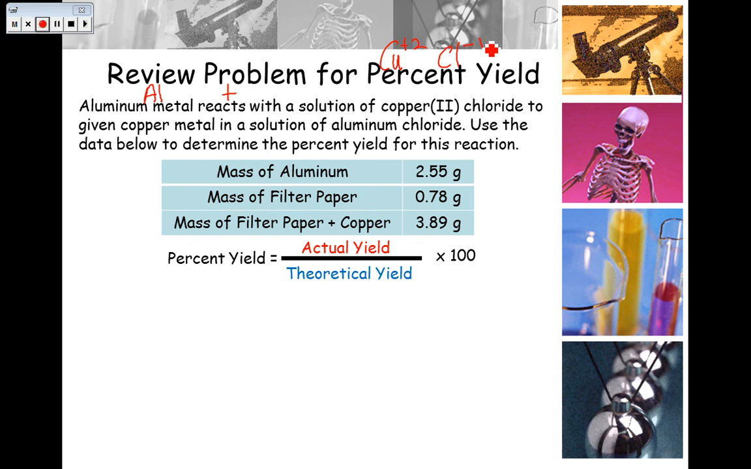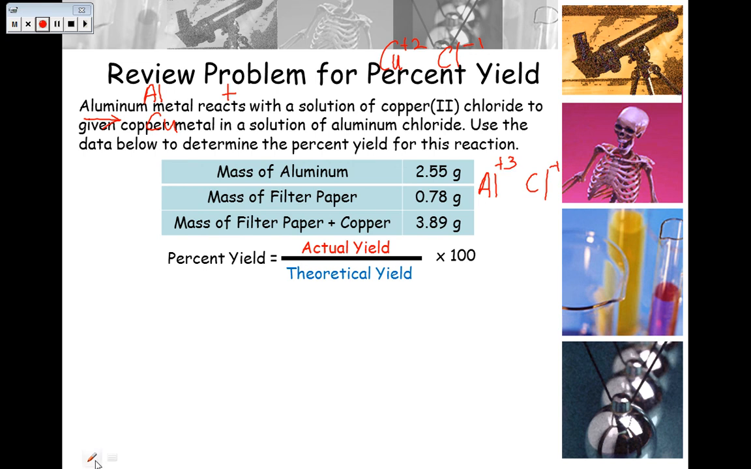To give is essentially your arrow. If it says copper metal, again, it's without the charge, so it's just going to be Cu. In a solution of aluminum chloride, aluminum we know, and chloride we know. Aluminum has always a charge of +3. We know that from the periodic table. Chloride always has a charge of -1. Crisscross it, you end up with AlCl3.